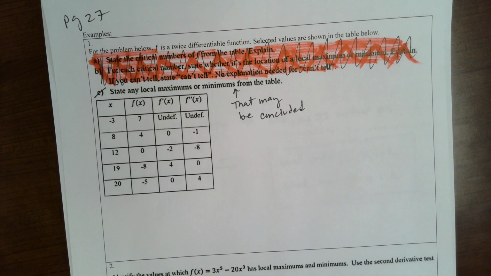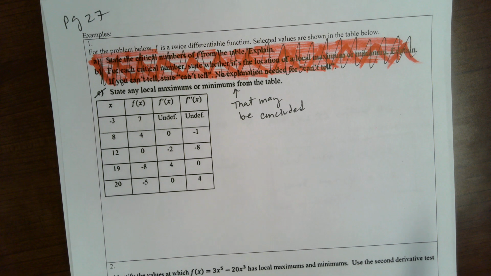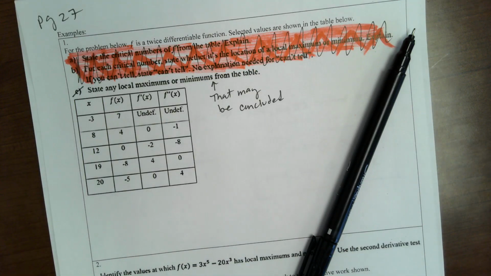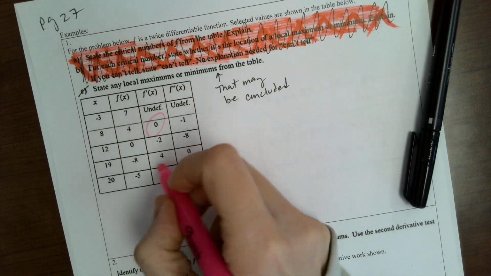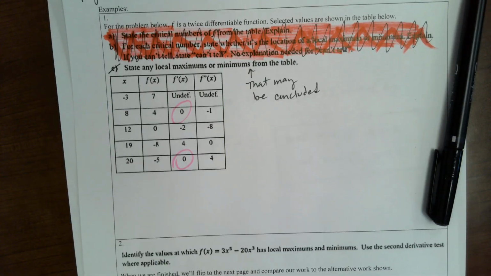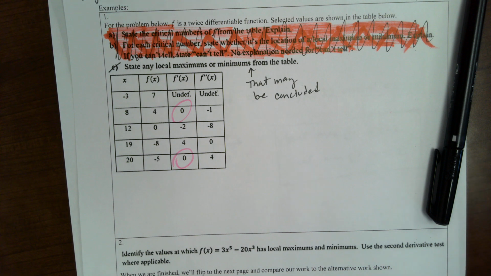Okay, not enough information. But what we can do is look at the second derivative along with the first derivative, and then we may conclude from that some local extrema. So we're looking for f prime to be 0. That is happening here and here. And then we also need f double prime to be a positive or a negative number. F double prime being 0 actually wouldn't help you. You wouldn't be able to use the second derivative test.